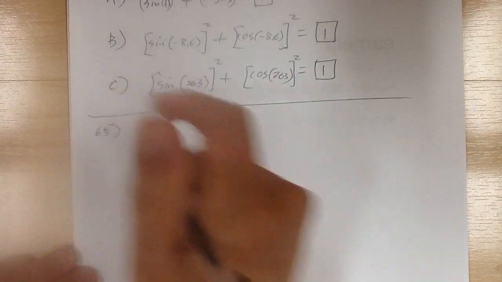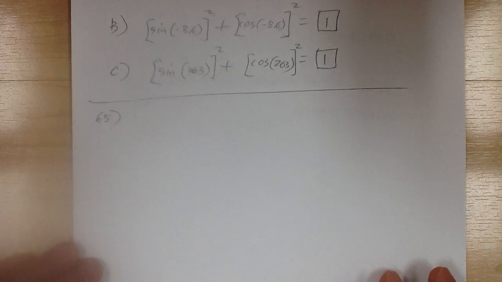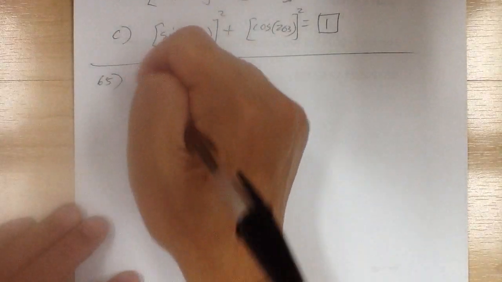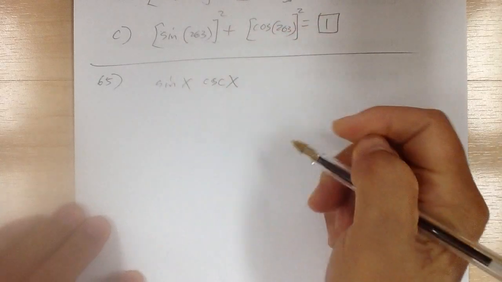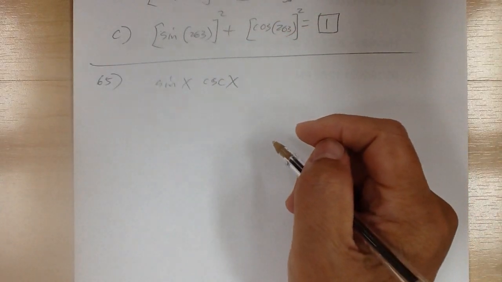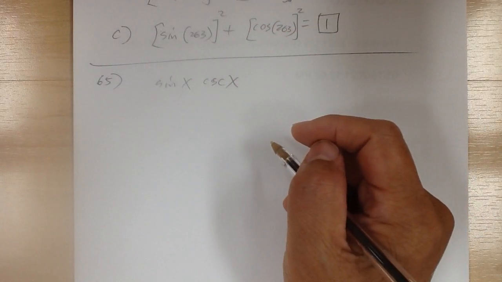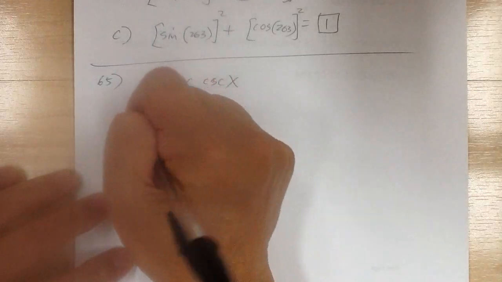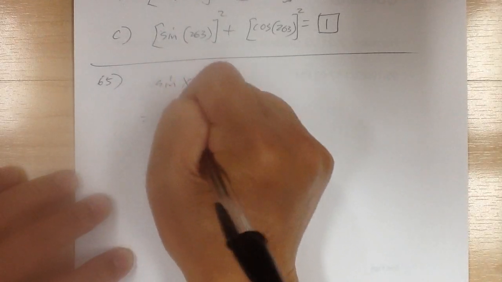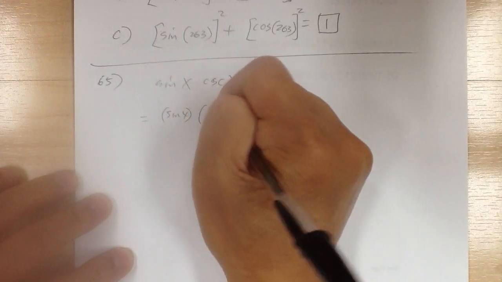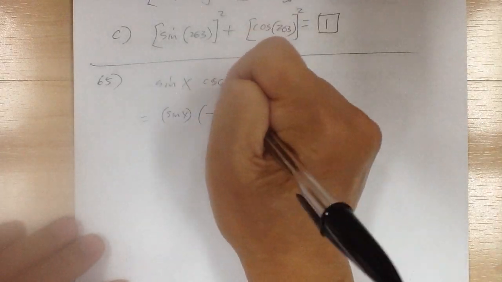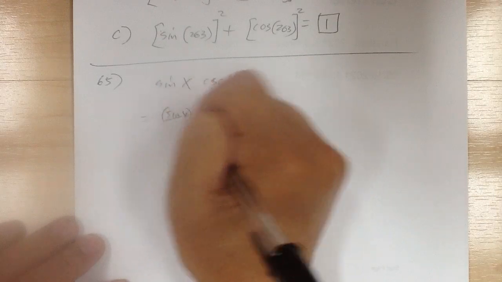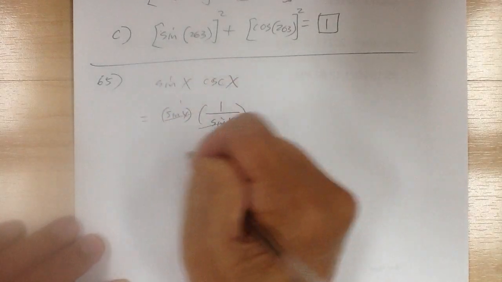Okay, next one, number 65. So this one you want to simplify the expression. You got sine x cosecant x. To simplify, you want to convert everything into primary functions. So this is equal to sine of x times cosecant, which is 1 over sine, and so this cancels out. So the answer equals 1.